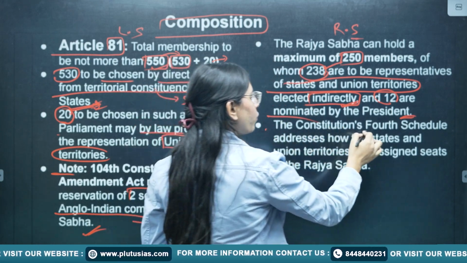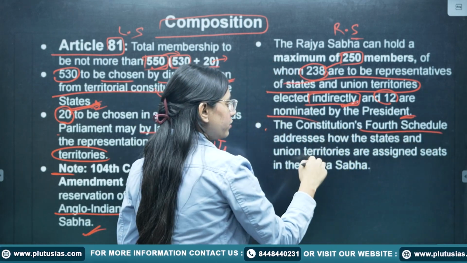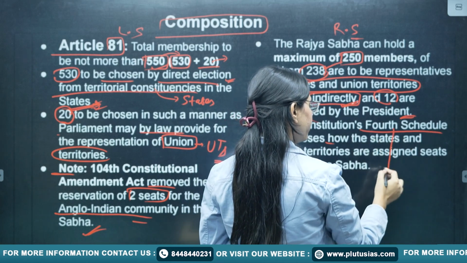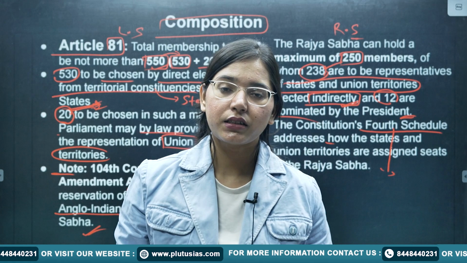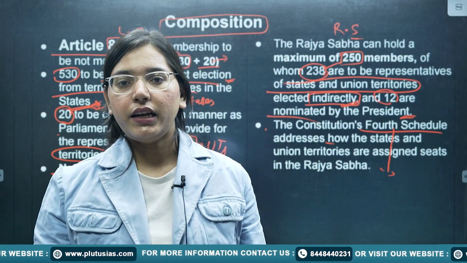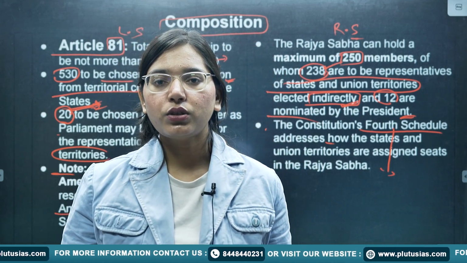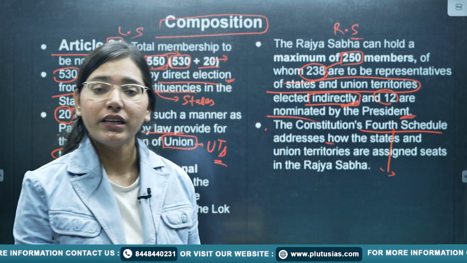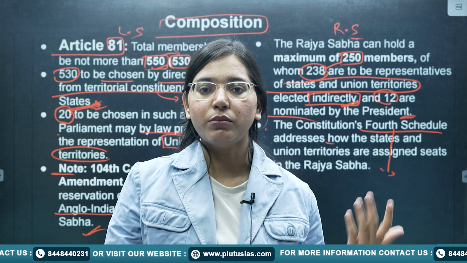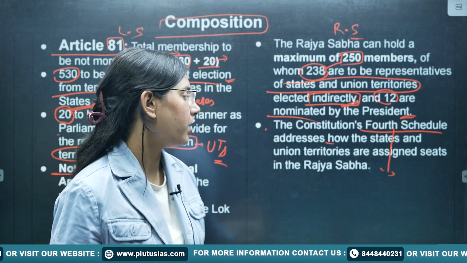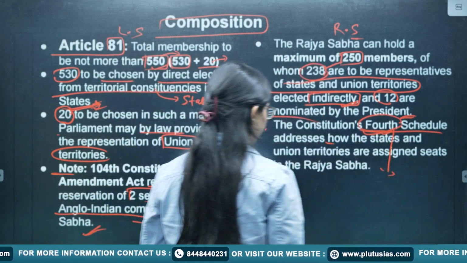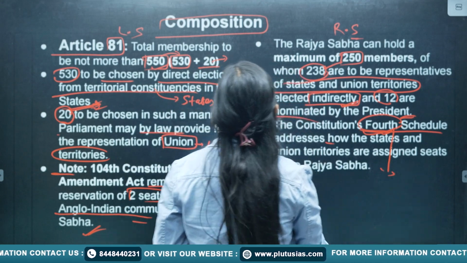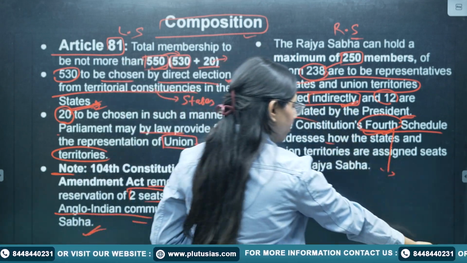The Constitution's 4th schedule. Okay. 4th schedule states how states and UTs are assigned seats in the Rajya Sabha. We have already seen the schedule part. In that we see the 4th schedule says how many seats will be allotted to the states and UTs in the Rajya Sabha. So this is that section. Okay. Now your composition of parliament is done.